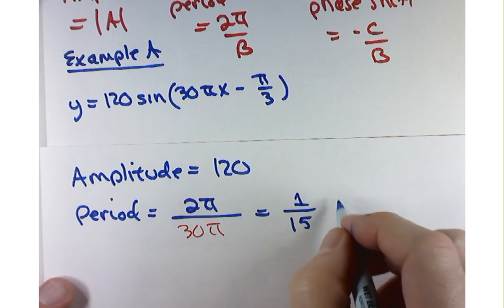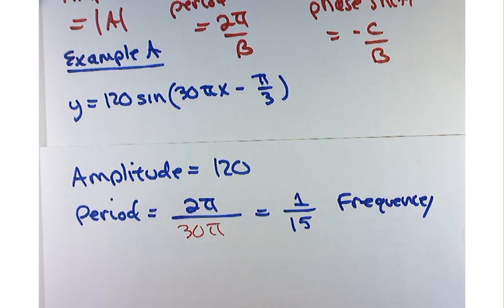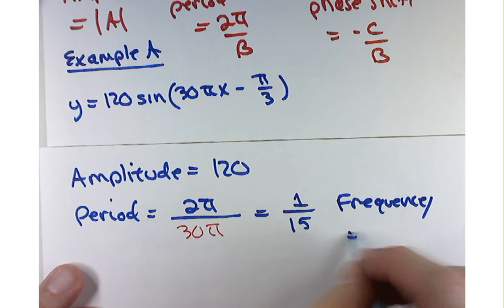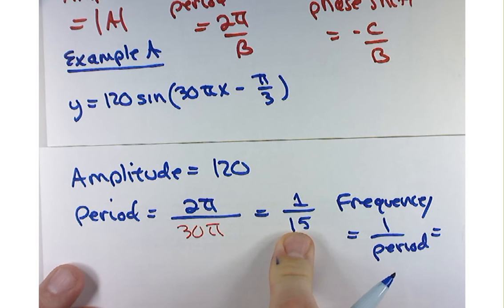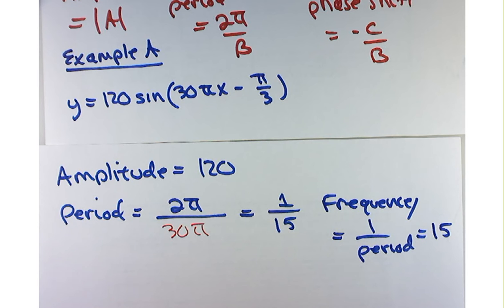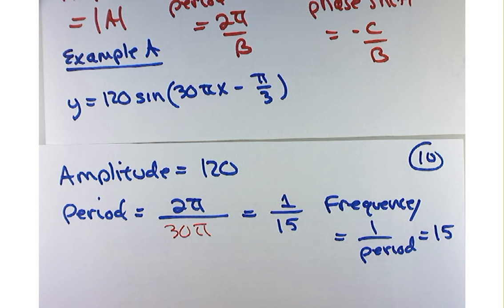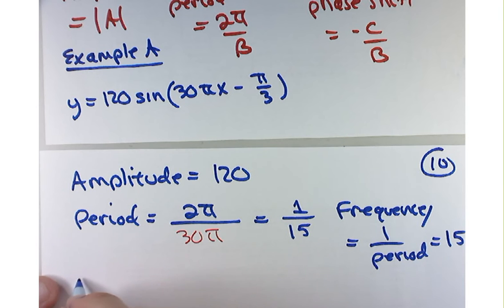Now a little bonus here, the frequency. How often do waves pass by? It is going to be the reciprocal of the period. So that's going to equal 1 over the period. What's the reciprocal of that number? 15 over 1. We'll just call it 15 for ease. So every second, you're going to see 15 waves of this function pass by. That's what this is saying. So nice. The last part's a little bit more challenging, and that is the phase shift.